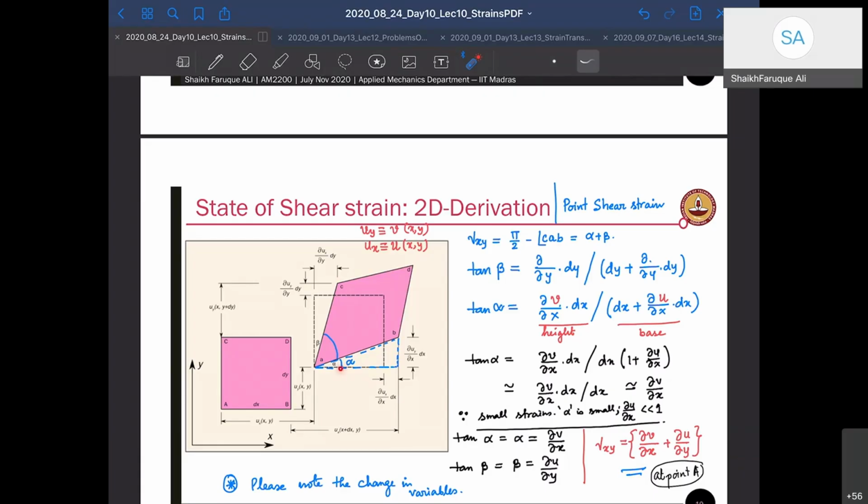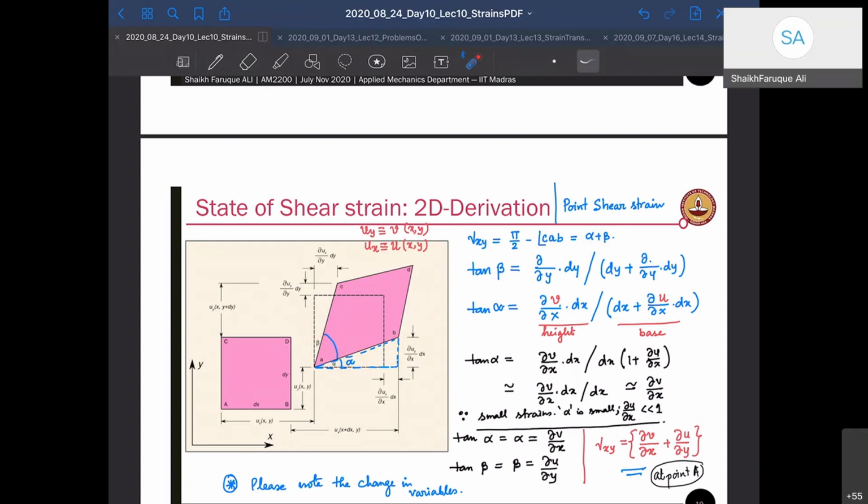Now there are two angles here, alpha and beta. So total shear strain is alpha plus beta. Okay. So total gamma xy, total shear strain is given by pi by 2, that was its previous angle, minus its changed angle, which is angle CAB, which is equal to alpha plus beta, right? So I have to find what is alpha and I have to find what is beta and add them up to find my total shear strain.